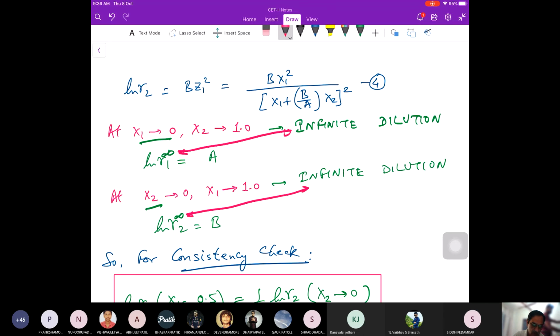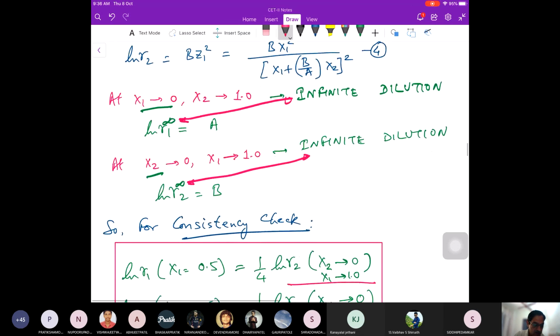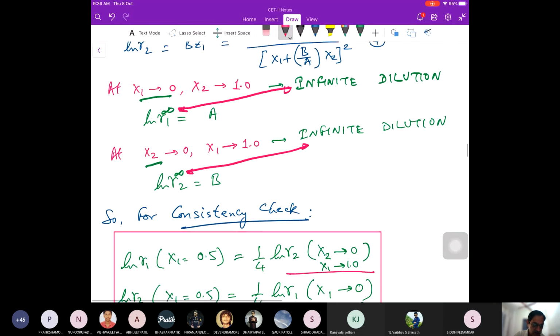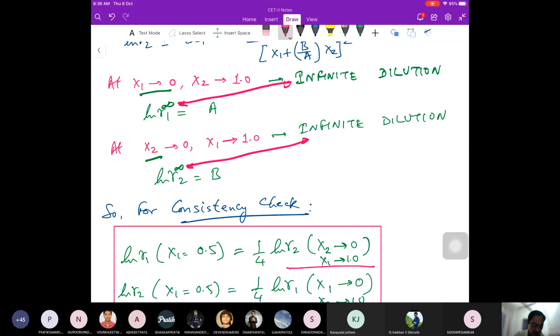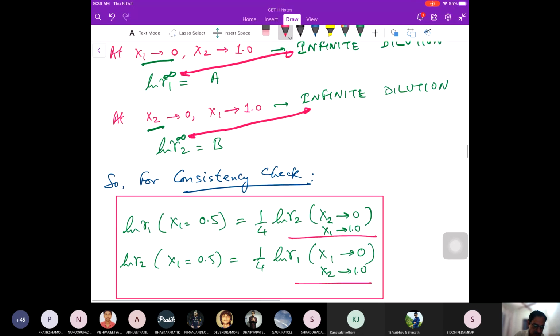Okay, understood? Yes sir. So when we write ln gamma 1 with superscript infinity, that means the concentration of 1 in 2 is very low, and that is called infinite dilution. It is a very, very low concentration. Similarly, ln gamma 2 with superscript infinity means very low concentration of 2 in 1, and that is called infinite dilution of 2 in 1.